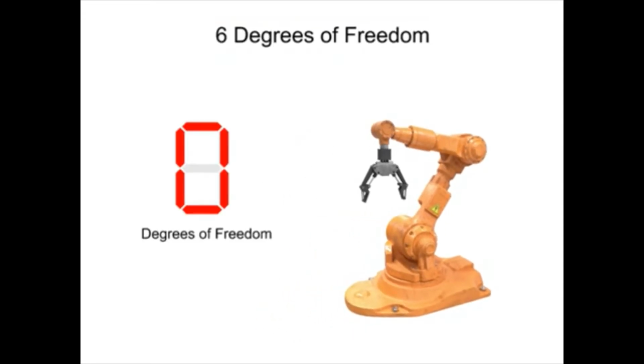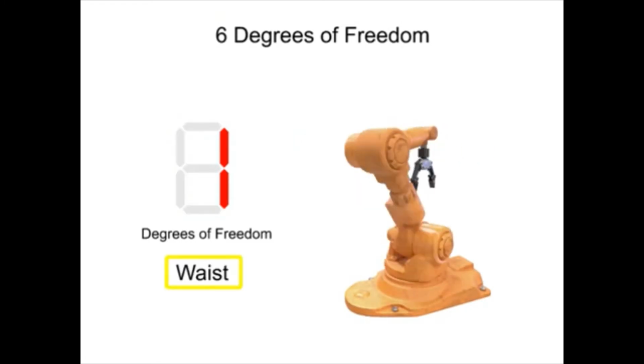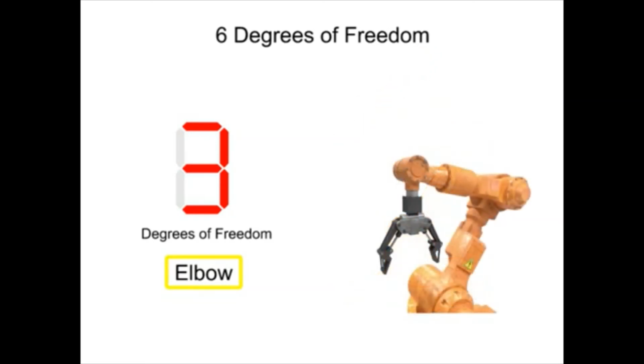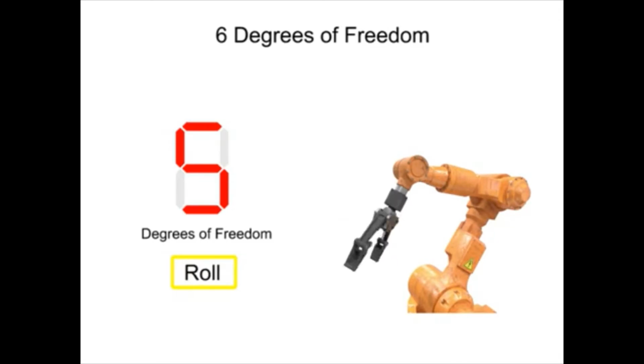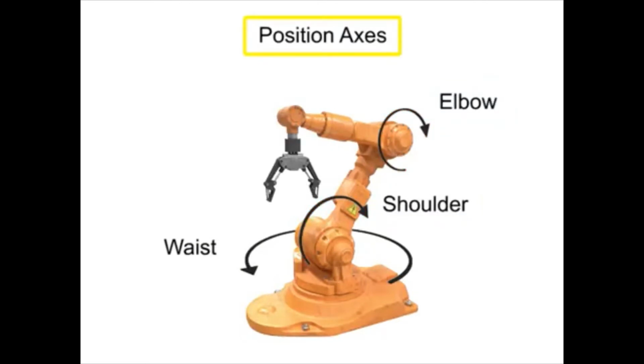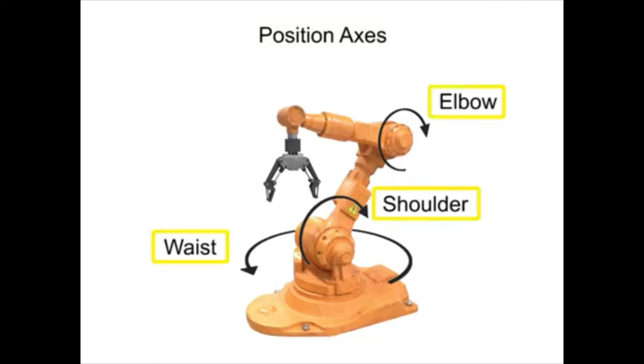This particular robot is equal to 6 degrees of freedom. It moves along one axis for each of the waist, shoulder, and elbow joints, and along 3 axes at the wrist using pitch, roll, and yaw. These particular motions help to locate the tool in the work area and are called position axes. Most robots have at least 3 position axes to help position the tool in the work area.